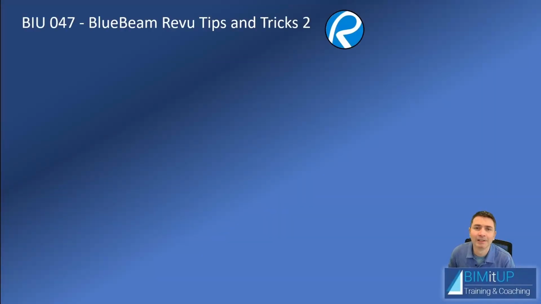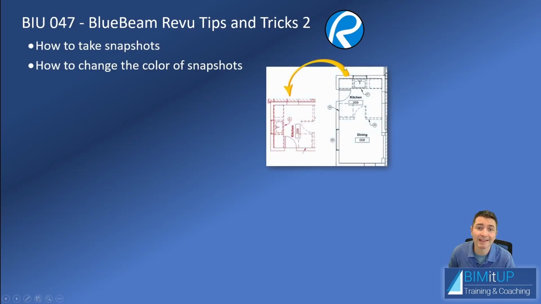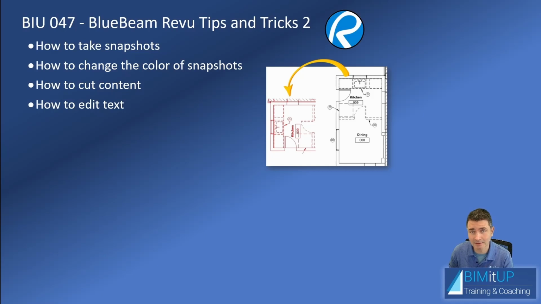Hello! Today we're going to continue with our Bluebeam Revu tips and tricks. I'm going to show you how to take snapshots. Then I'm going to show you how you can take that snapshot and color it. You can put it yellow, green, blue, whatever you want. I'm going to show you how to cut content out of a PDF. We're going to learn how to edit text that is existing within that PDF. You can actually change that text.